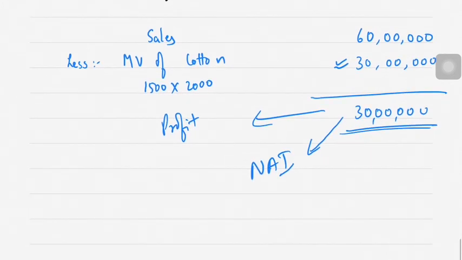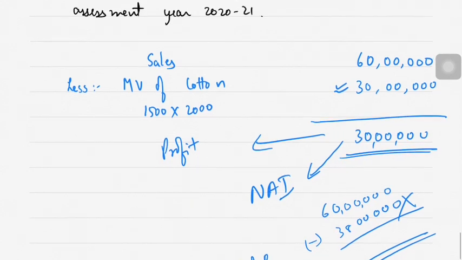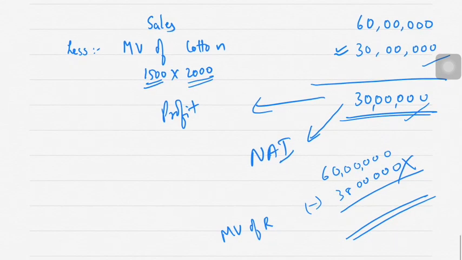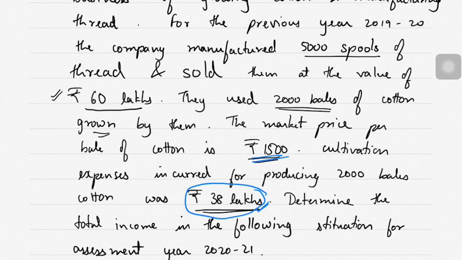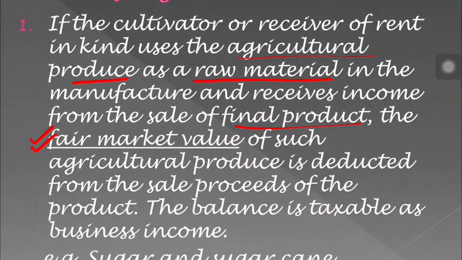So actually total income would be 60 lakhs minus 38 lakhs because 38 lakhs is your expenses to grow. Correct? But you will not take the cost of the raw material. You will take market value of the raw material. So, market value of the raw material was 1,500 per bale. So, 1,500 into 2,000 bale. So, you get 30 lakhs. So, in this case, 30 lakhs is the business income, which is non-agricultural income. Okay. This type of question is there in your syllabus, but it has never come in your exam. Okay. Now let's see the next one.